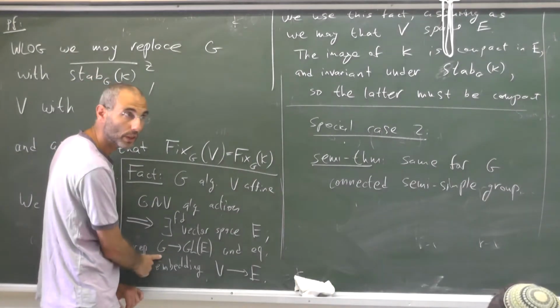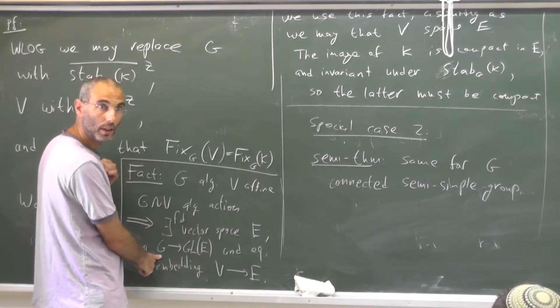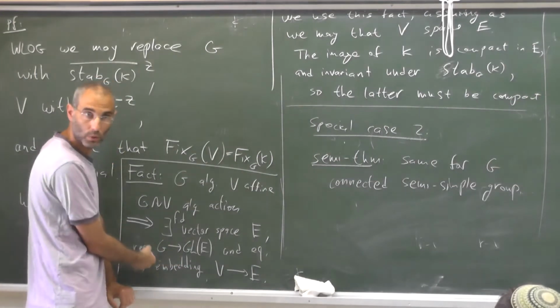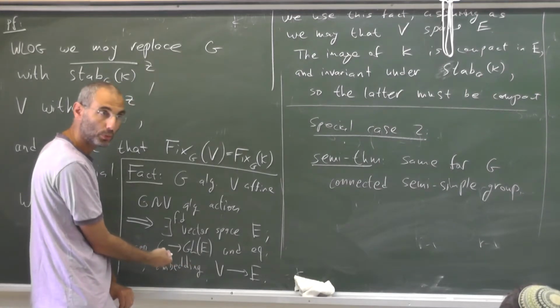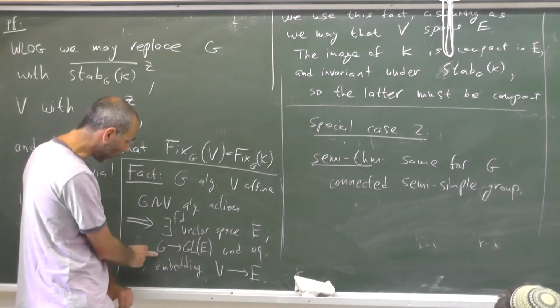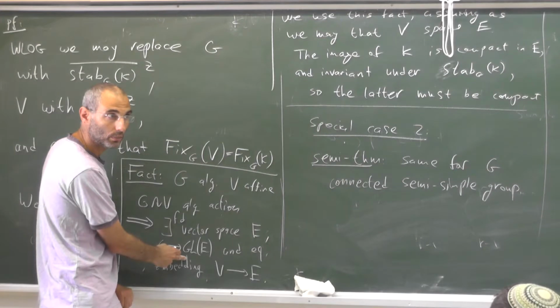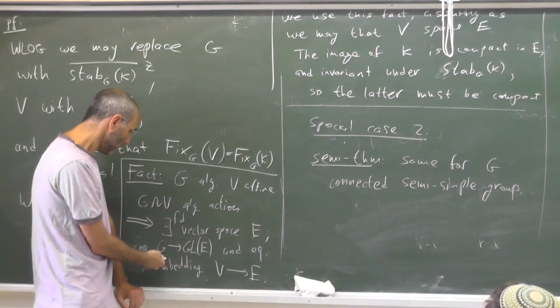This must be an injection, right? Because I mod out by the fixator. So this is an injection, as happens with a homomorphism for Lie groups. The image is closed. So G is actually homeomorphic to its image. So this is a non-trivial, very useful statement.